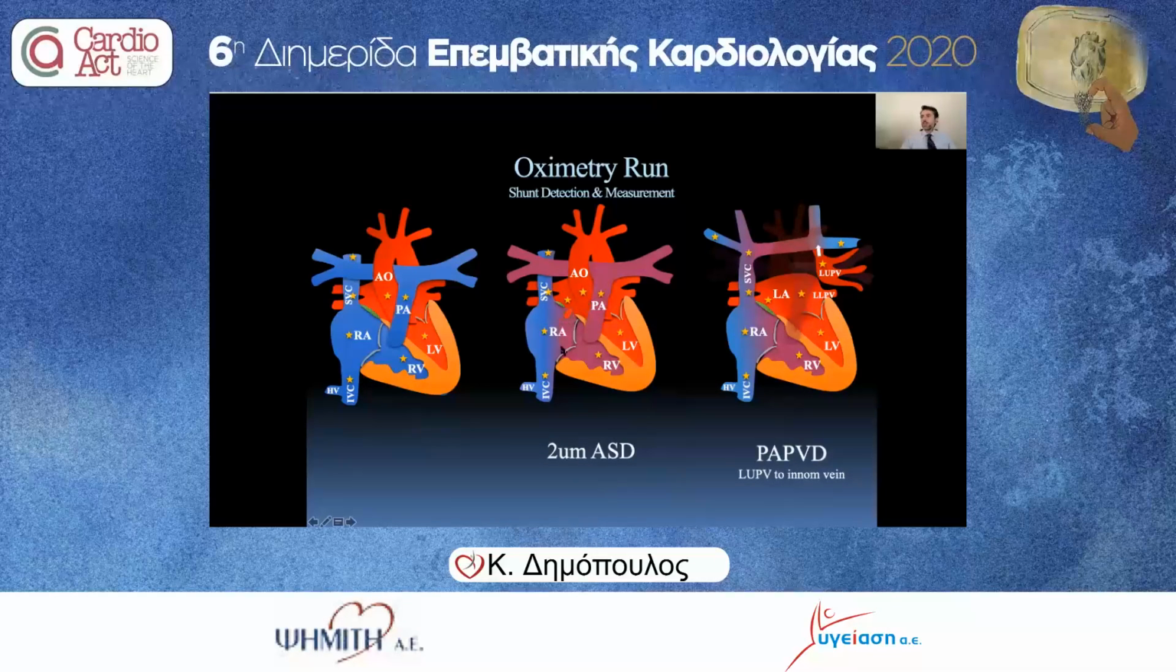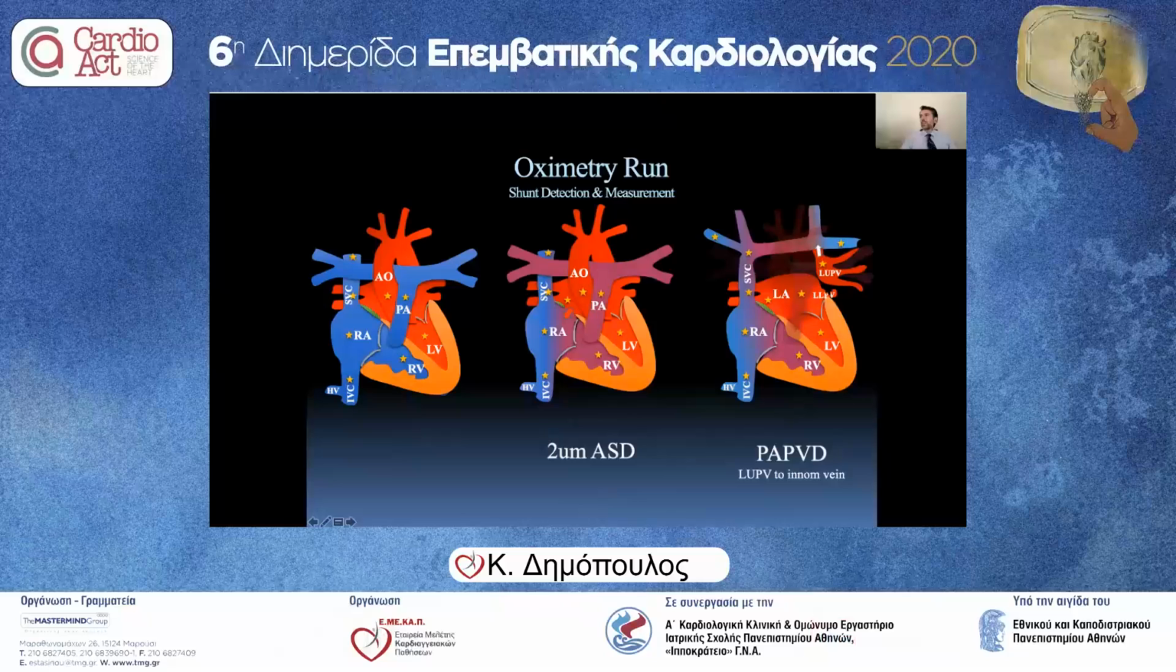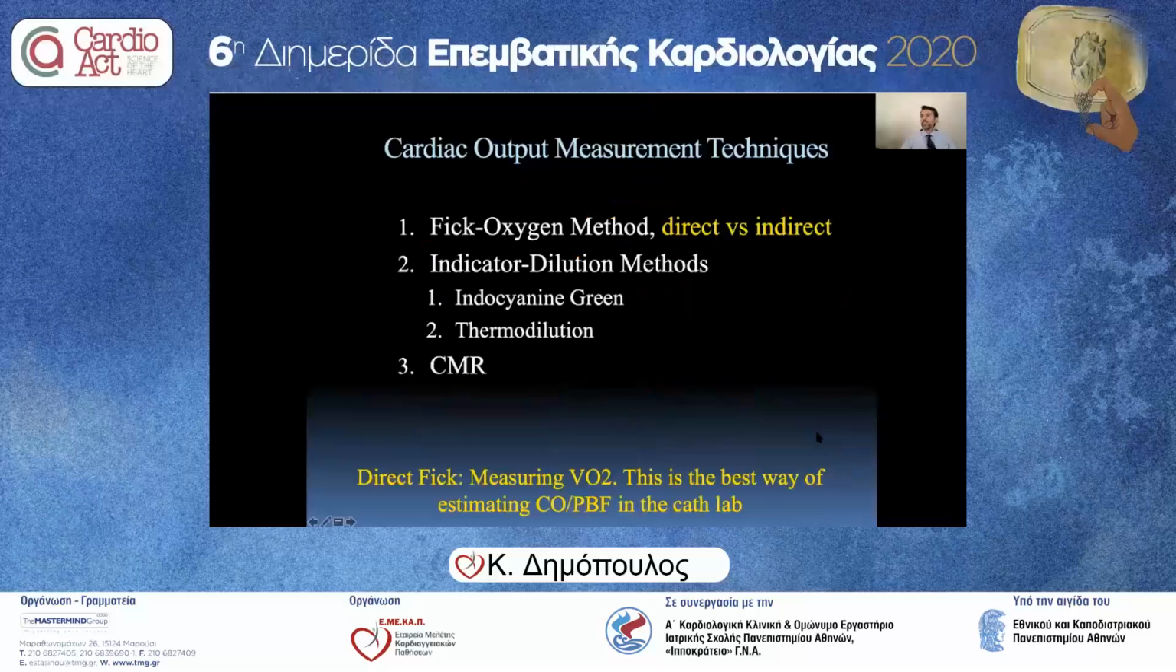As I said, if you have an ASD, you have a step up in the right atrium and right ventricle and then pulmonary artery, so you go from a high SVC of 60 to 80, for example, like the previous case. But if you have an anomalous left upper pulmonary vein, you need to be wary that your high SVC will already have mixed blood, so you need to go somewhere else to get your mixed venous and calculate your shunt. How do we calculate cardiac output?